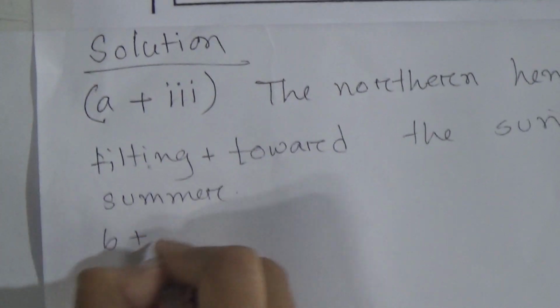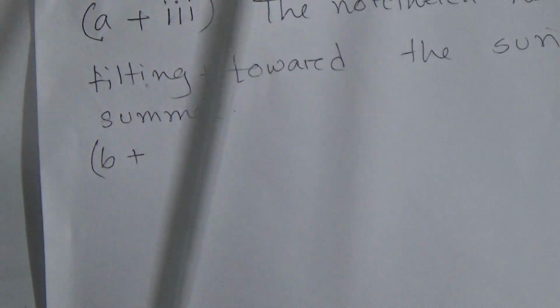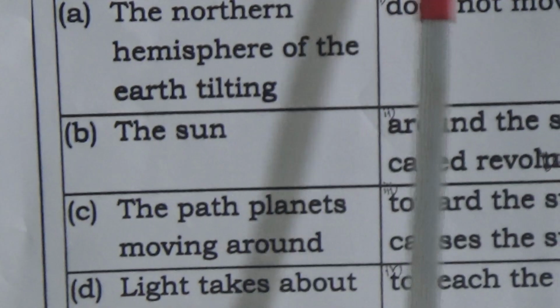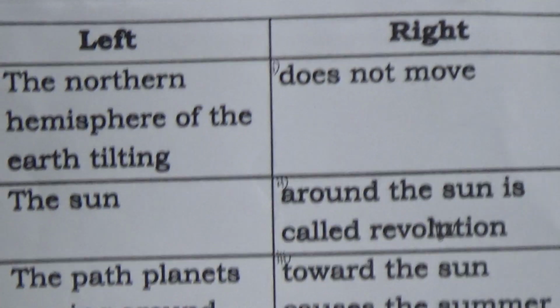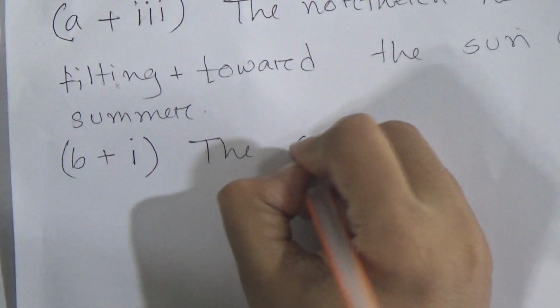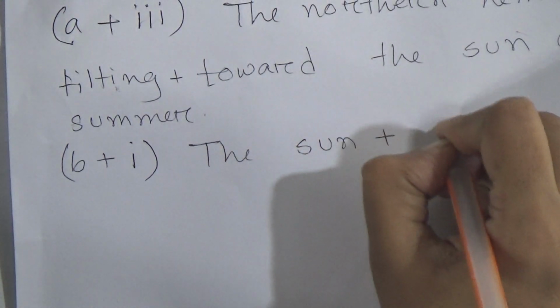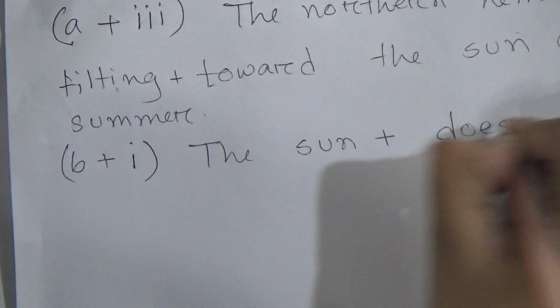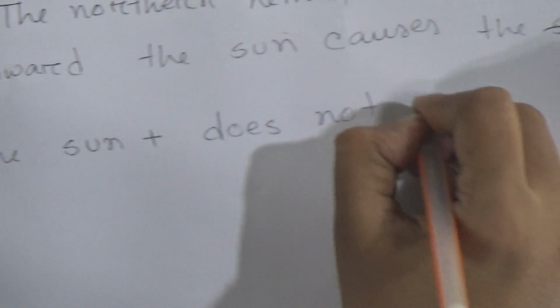Now we will match B, the sun, that will be does not move. That means B will match with 1. The sun does not move.